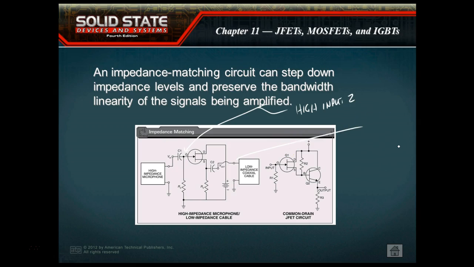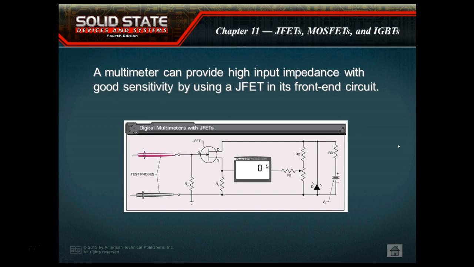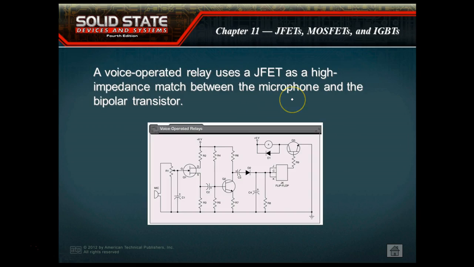So just like we do with the common collector inside bipolar transistors, we would use a common drain to match a high impedance source to a low impedance load. And we don't get any voltage gain out of this thing. What we do get is current gain, just like we do out of a common emitter. A voltmeter can provide high input impedance with good sensitivity by using the JFET in the front end of the circuit. So we're just getting some examples of the different ways we might use these JFETs.